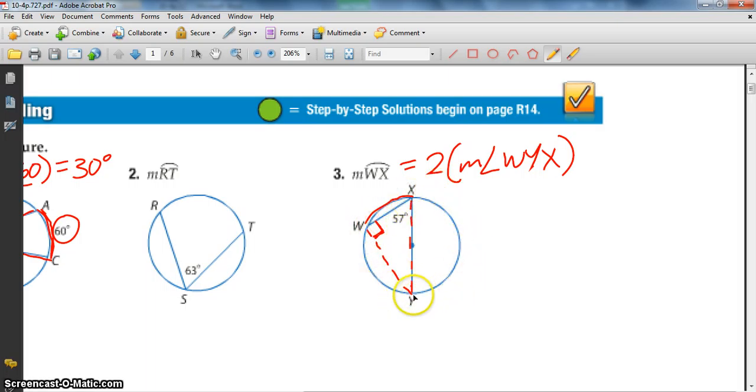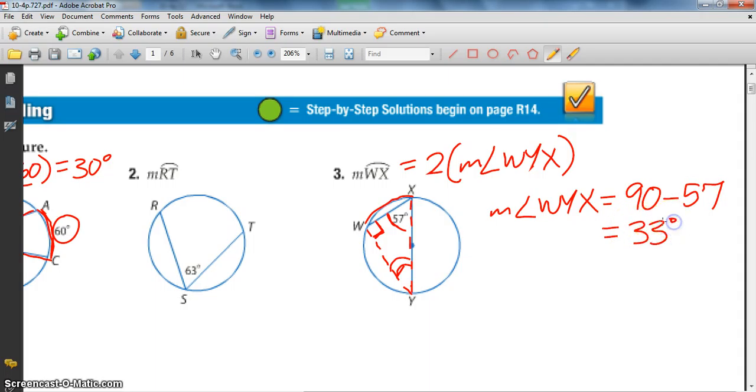Its intercepted arc is 180, and half of 180 is 90. Which means that the two acute angles must add up to 90. So, the measure of angle WYX is equal to 90 minus my other acute angle 57, which gives me 33 degrees. So if that's 33, let's substitute that in. So the measure of WX is equal to 2 times 33, or 66 degrees.